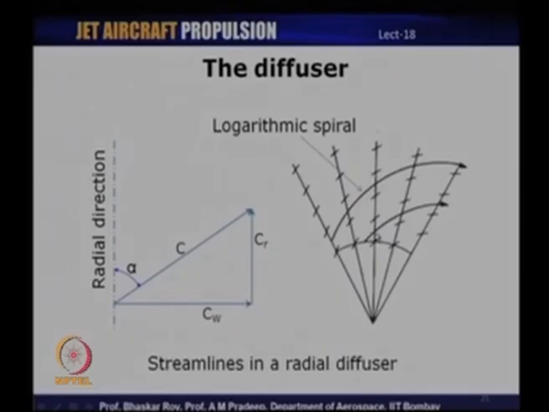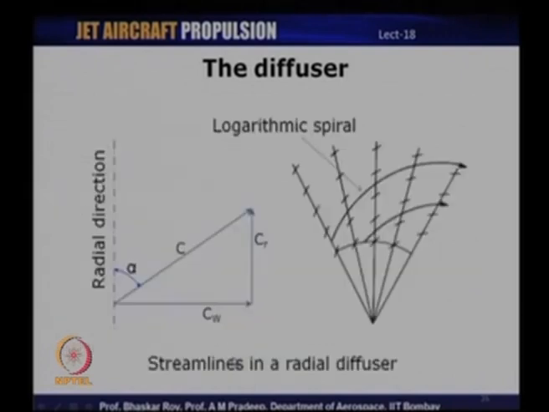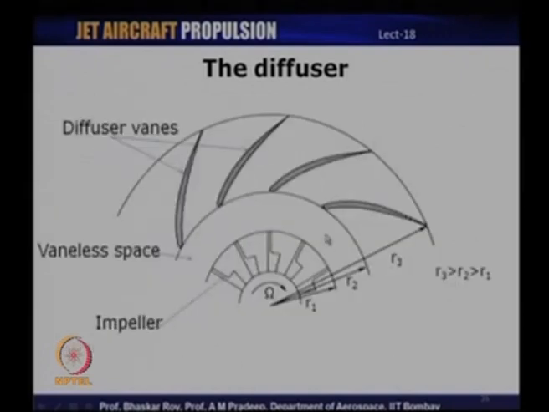the velocity is inversely proportional to radius, there will be diffusion taking place in the vaneless space itself, which means that there is a diffusion which is occurring right from the outlet of the impeller all the way up to the inlet of the diffuser vanes. So, diffusion begins from the impeller outlet and continues in the vaneless space and also in the diffuser vanes.